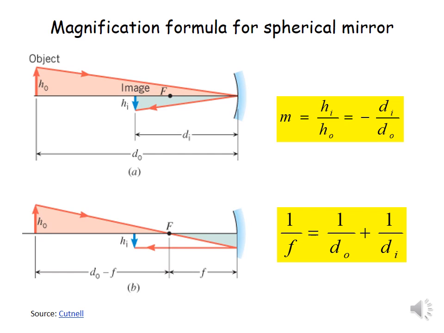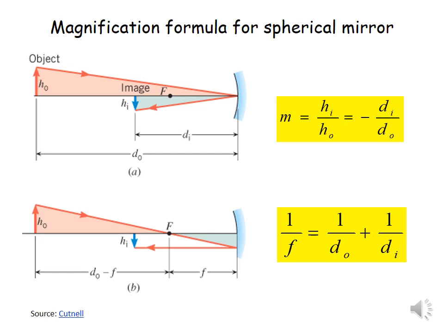Using a simple geometric model, we can determine the magnification formula for a spherical mirror. M is the magnification factor equal to Hi divided by Ho, in which Hi is the height of the image and Ho is the height of the actual object. M is also equal to minus Di divided by Do, where Di is the distance of the image to the mirror and Do is the distance of the object to the mirror.